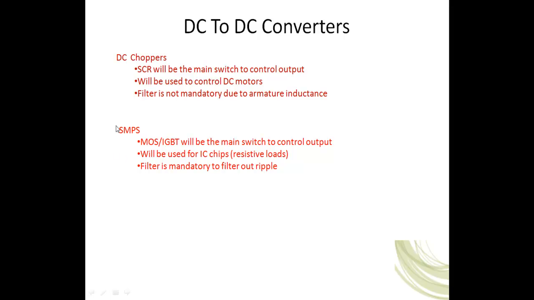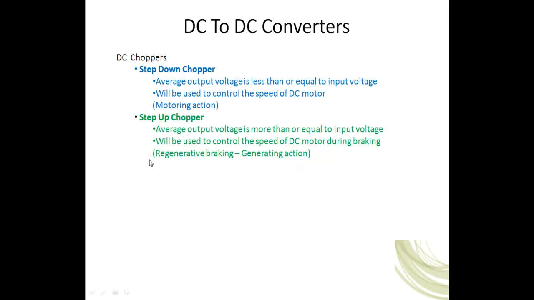First our discussion is mainly on choppers, then we will go on to SMPS. In case of DC choppers, we have two types of converters: one is the step down chopper, the other is the step up chopper. A step down chopper is just like a step down transformer in case of AC. That means the average output voltage is less than or equal to the input voltage.